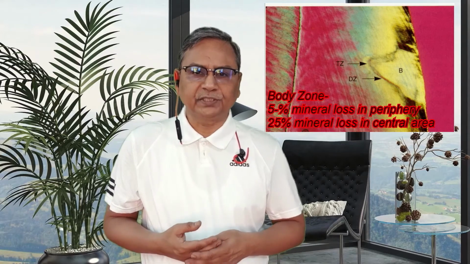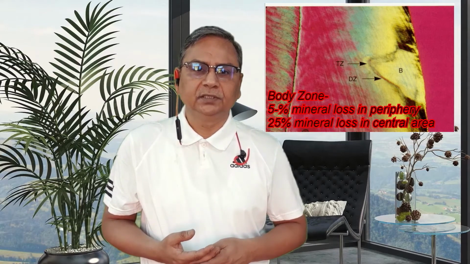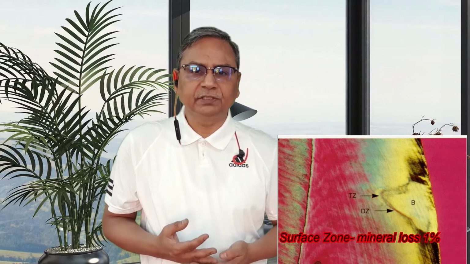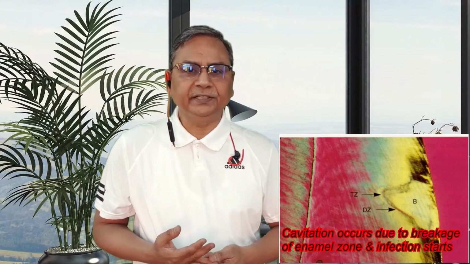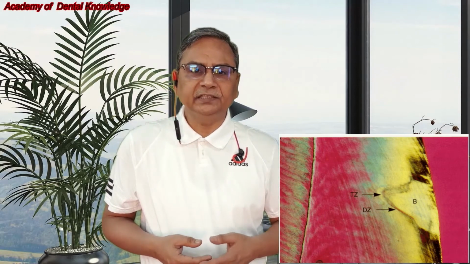In the body zone, there will be 5 to 25% mineral loss. It is broader in progressing caries, which is replaced by a broad dark zone in arrested or remineralized lesion. In the surface zone, there is 1% mineral loss. A zone of remineralization is present that results from the diffusion barrier and mineral content of the plaque. Cavitation is loss of this layer, allowing bacteria to enter the lesion. It has relatively constant width, being a little thicker in arrested or remineralizing lesions.